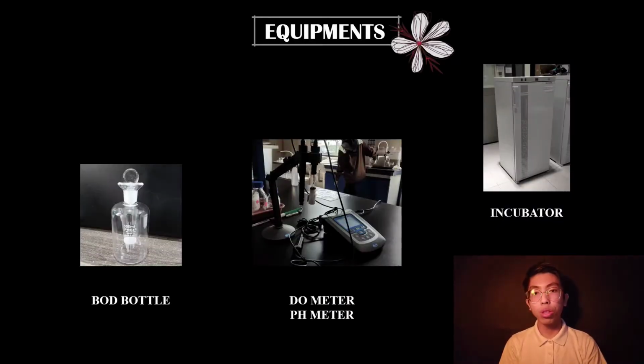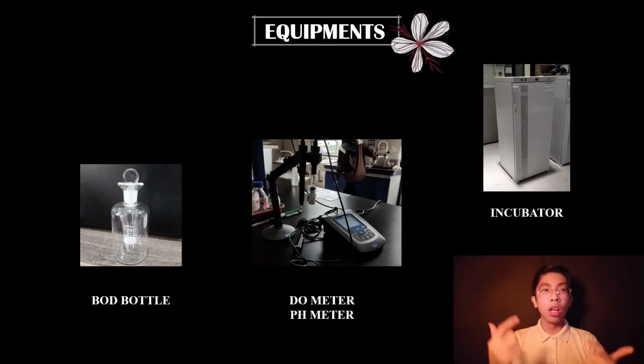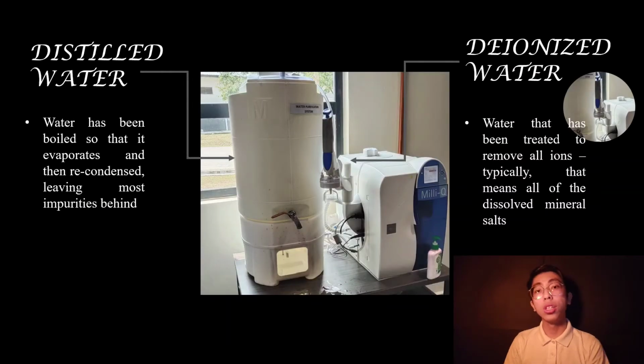The equipment we use is the BOD bottle, pH meter, DO meter, and also incubator. Before we go to the equipment, I will show you the two main materials we use in the experiment, which are distilled water and deionized water. I'm pretty sure that some of you may be confused. What is distilled water and what is deionized water? In the slide, we can see the white colored tank is distilled water.